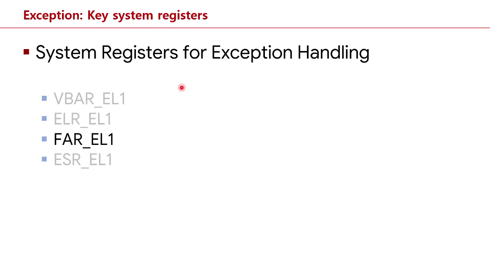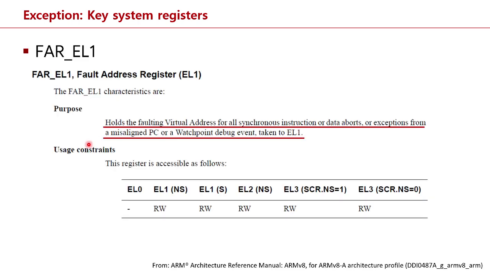Now let's analyze another important system register, that is the FAR_EL1 register. This register is important for debugging purposes, so we need to analyze it in more detail. First, let's look at the ARM reference manual that describes the definition of the FAR_EL1 register.